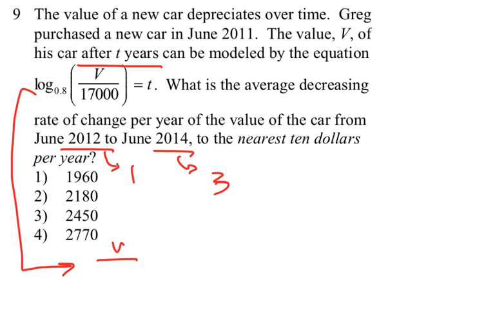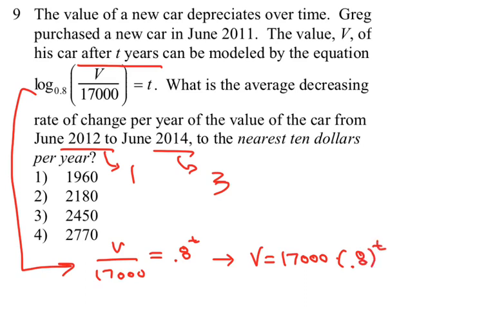Now, since the given values are the time, I'm going to solve for v, so that it will be easier for us to calculate the v value as well. So I'm turning that into exponential form. So v over 17,000 will be equal to base 0.8 to the t power. Then v can be expressed as 17,000 times 0.8 to the t power.